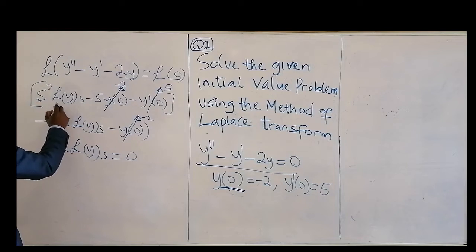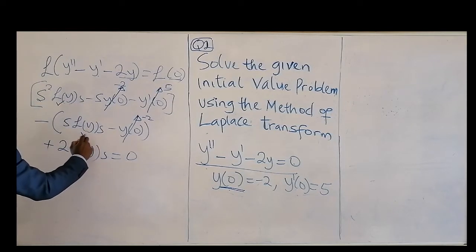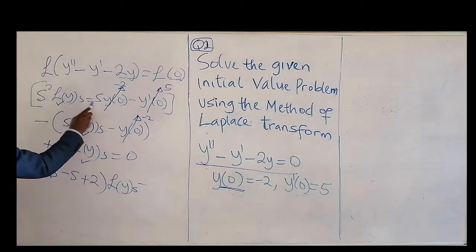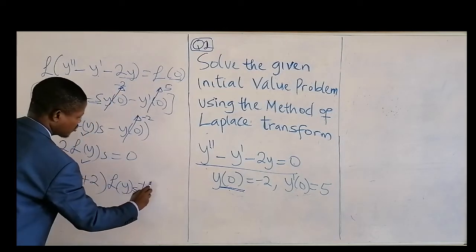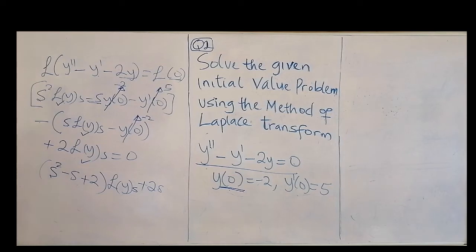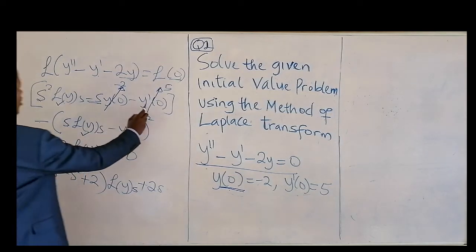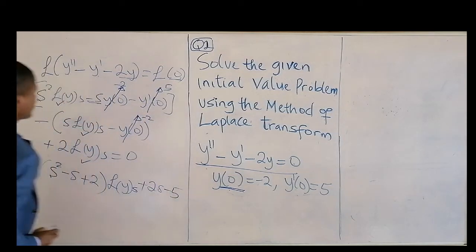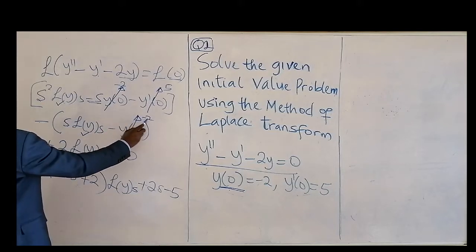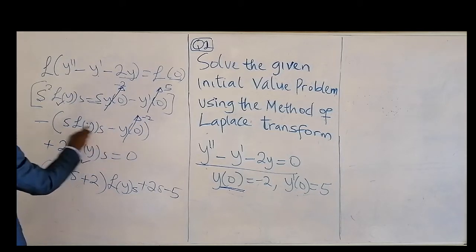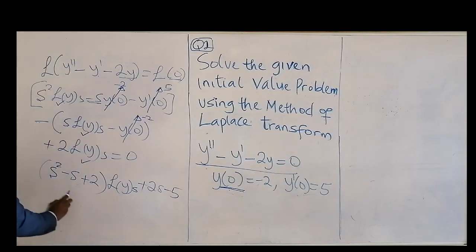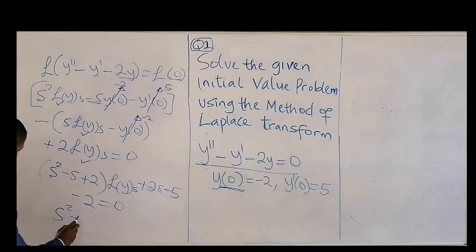We can factorize the Laplace here. Laplace is here, Laplace is here. Let's factorize that. It's minus 2 times this one, that's plus 2s. Okay? Then here, minus 5. Then here, we have minus 2 times this, becoming plus. So that's minus that, minus 2 equal to 0. Okay? So we now have this.